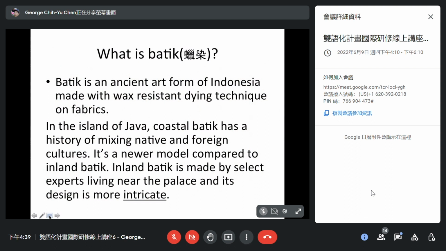It's a newer model compared to inland batik. Inland batik is made by select experts. So these experts will live near the palace, and their design is more intricate. Intricate means 错综复杂的. So, I will show you some examples of coastal and inland. So we'll go to the next slide.